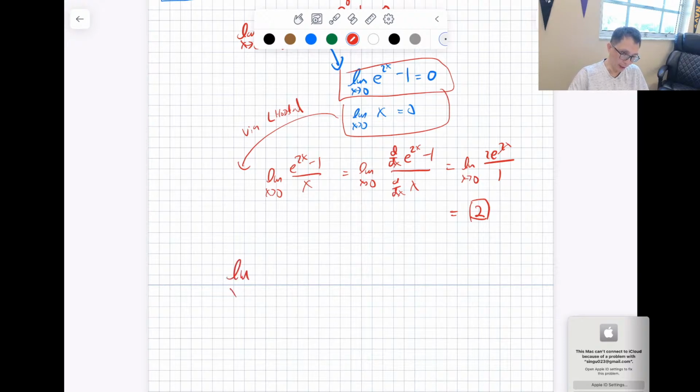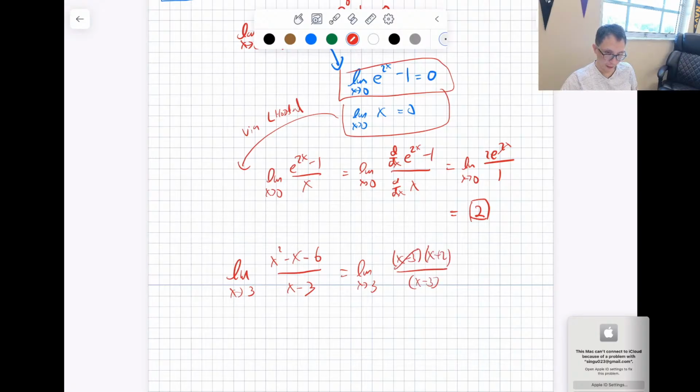Remember this question a long time ago? Remember that limit as x approaches 3 of (x squared minus x minus 6) over (x minus 3)? Remember this one? How did we do this one before? You factor, right? So you can do L'Hopital's rule here, I'm going to show you. If you factor this, it's the limit as x approaches 3 of (x minus 3)(x plus 2) over (x minus 3), and that becomes 3 plus 2, which is 5, right?